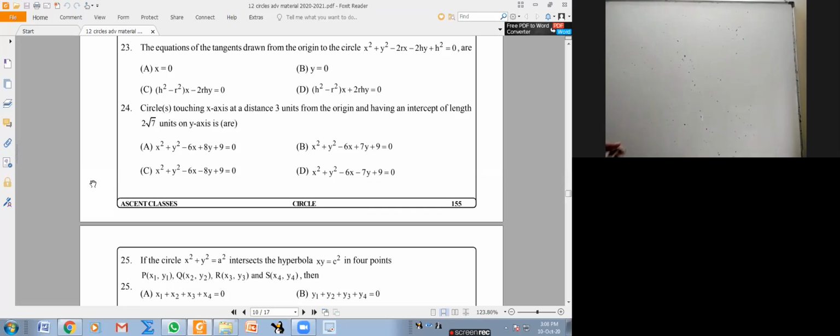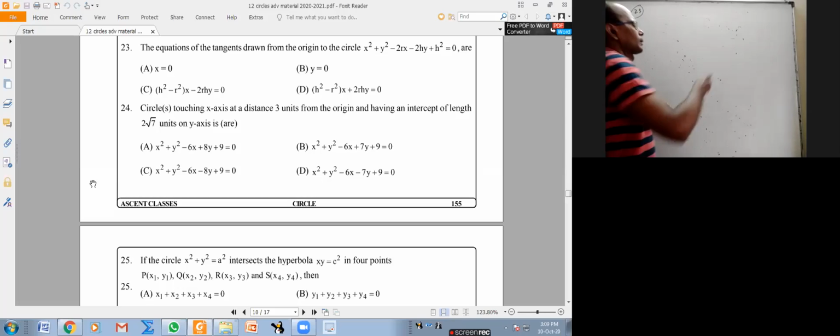All right, question 23. Basically, they want the separate equations of the tangents from an external point to a circle. This particular circle may be somewhat easier because it is touching the y-axis.